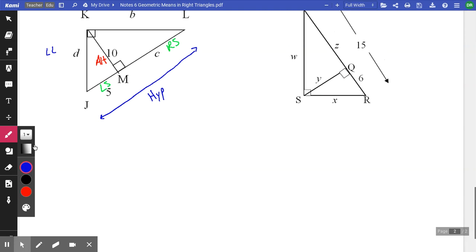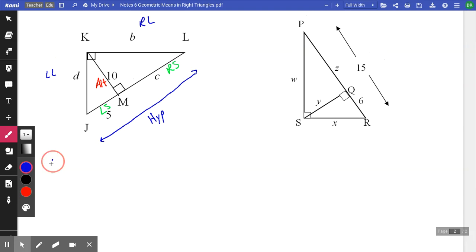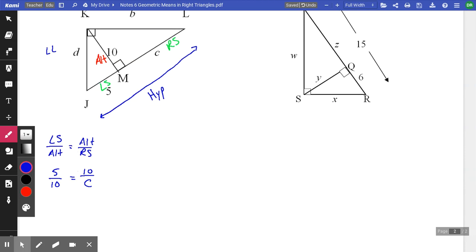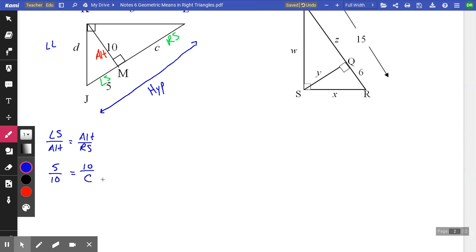And maybe I get it set up first. So left segment over altitude equals altitude over right segment. When I substitute my values, I have a 5 for the left segment. Altitude is 10. Altitude, once again, is 10. And the right segment is variable C. One thing to note is after you substitute, how many variables do you have? Just one or more? In this case, we just have the one, meaning we're able to solve this equation.